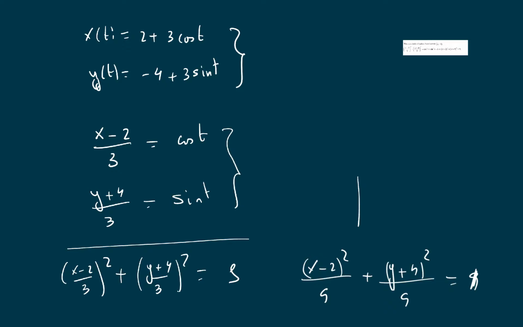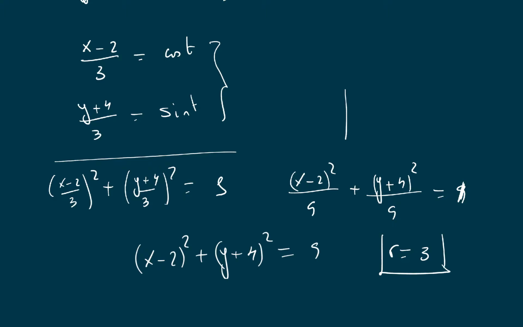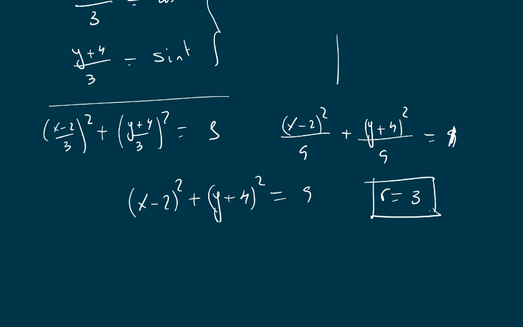So the equation is (x minus 2) squared plus (y plus 4) squared equals 9. So the radius is 3, because 3 squared is 9. So it's the equation of a circle with x0 equal plus 2 and y0 equal minus 4.